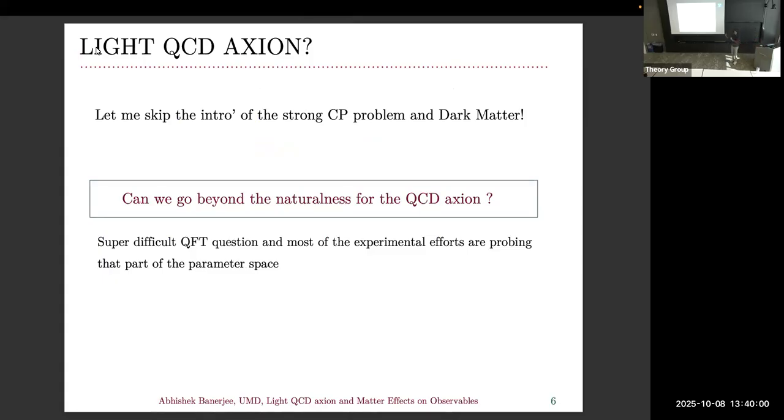But before I dive into the experimental part, I'll talk about the theory and the challenges for getting a light QCD axion. My claim is that it has something to do with naturalness, our good old friend naturalness. And because of that, getting a lighter QCD axion is a super difficult QFT question. And every time we go beyond naturalness, we learn something. So in my 2 cents, this is a question about QCD axion model building. If someone wants to take it up, that would be awesome. At least I don't know of any good models that even do the job.